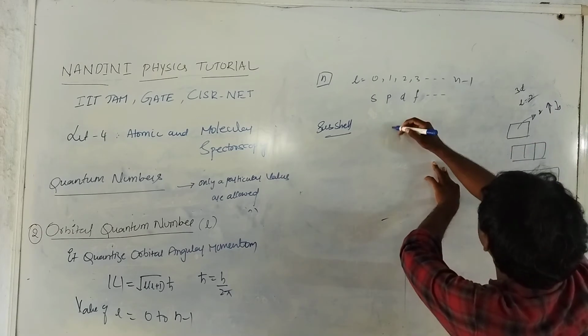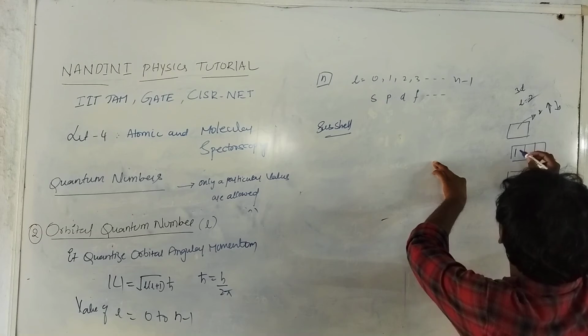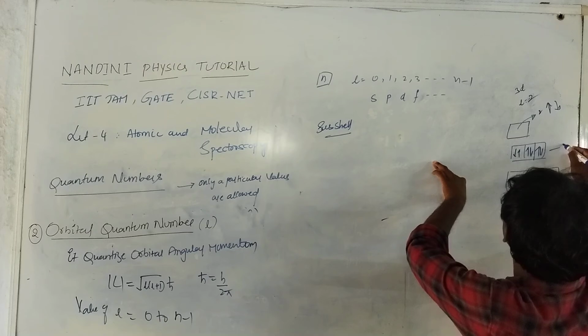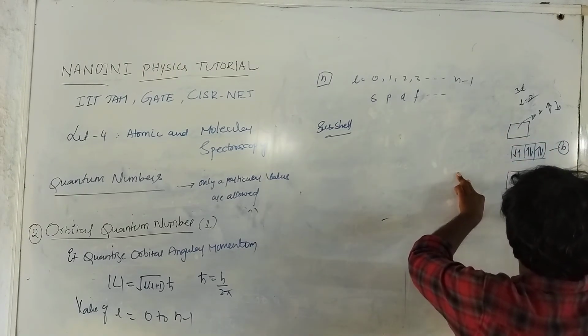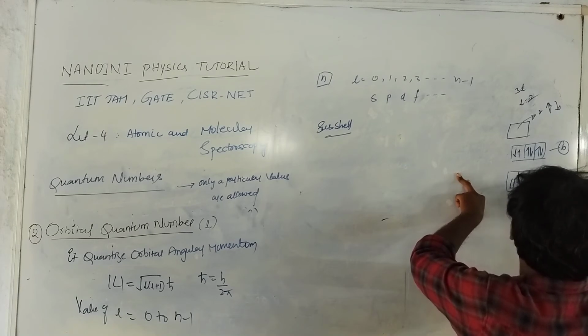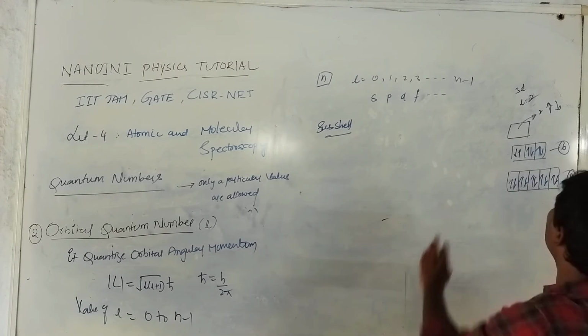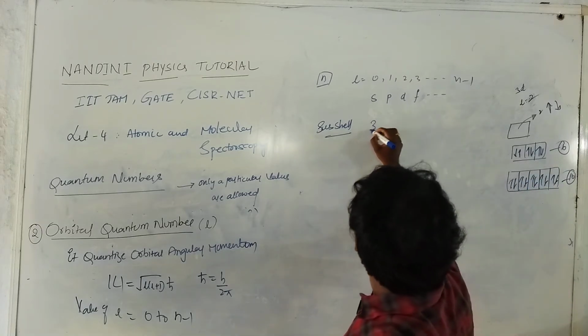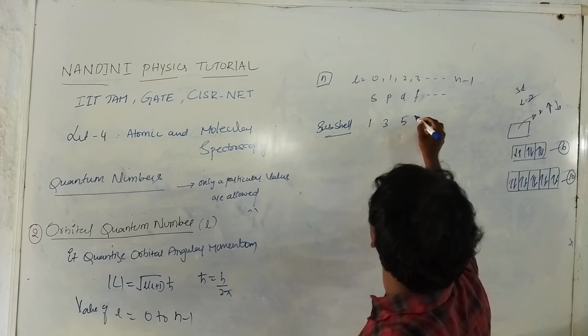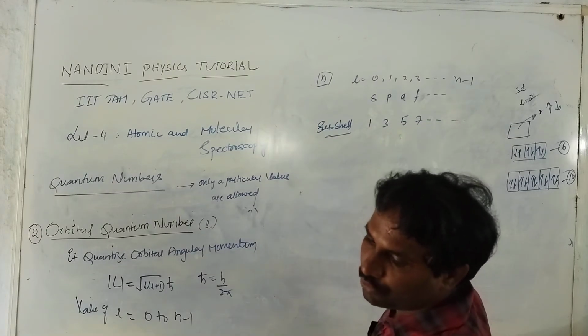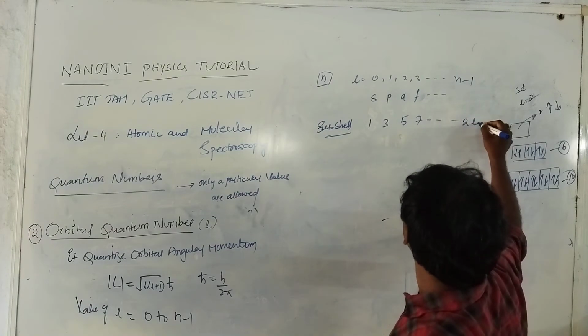Here, occupancy of 3 levels means the occupancy of electrons is 6. So 1 up, 1 down, 1 up, 1 down, 1 up, 1 down. So 6 electrons will be occupied in the P state. And for the D state, which has 5 levels: up, down, up, down, up, down, up, down, up, down. So a total of 10 electrons are occupied. So this is 1, 3, 5, 7, and so on up to 2l plus 1 levels.